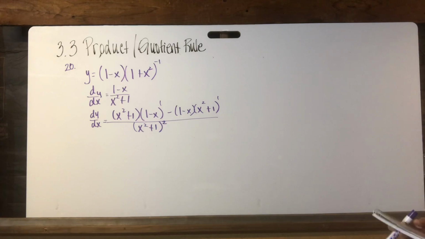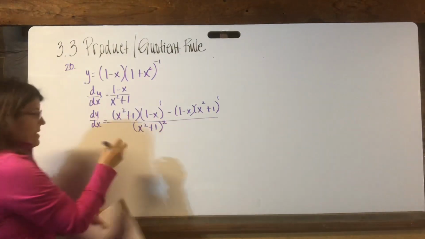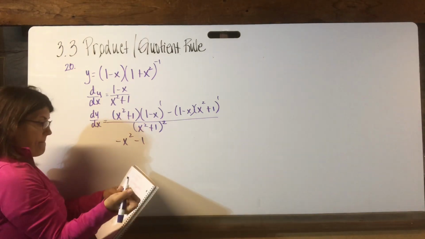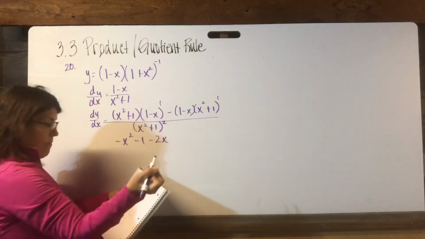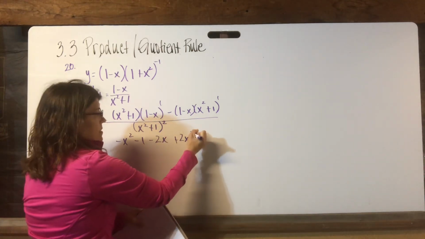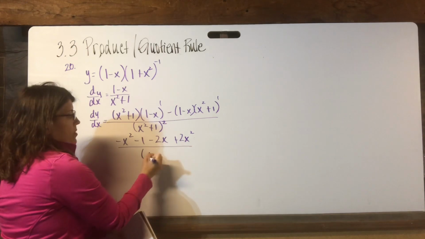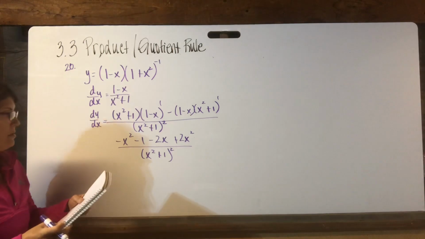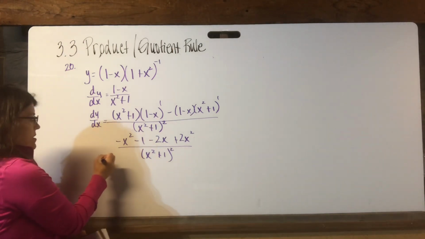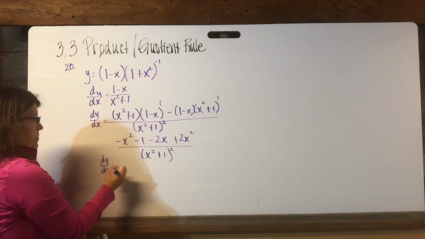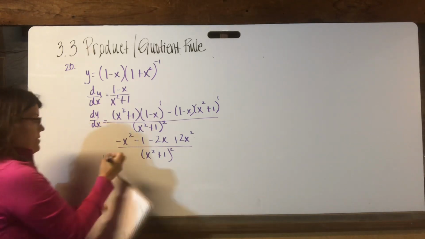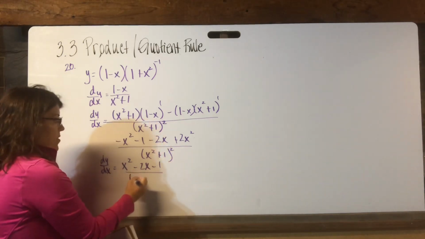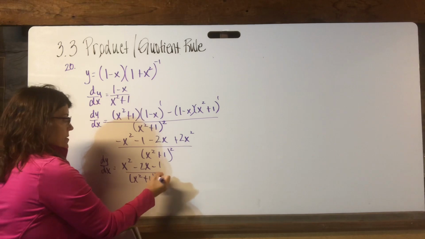Okay, so when you multiply this all out, again, there'll be steps on the PDF, you end up with negative x squared minus 1 minus 2x plus 2x squared over x squared plus 1 squared. Combine like terms, this whole thing ends up being x squared minus 2x minus 1 over x squared plus 1 squared.